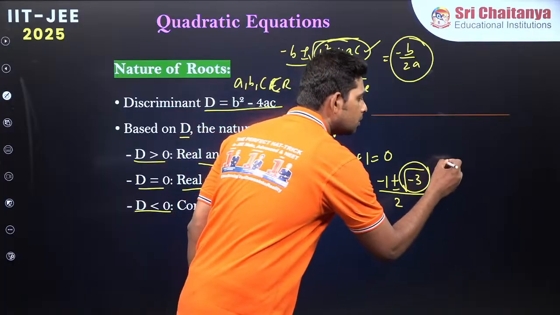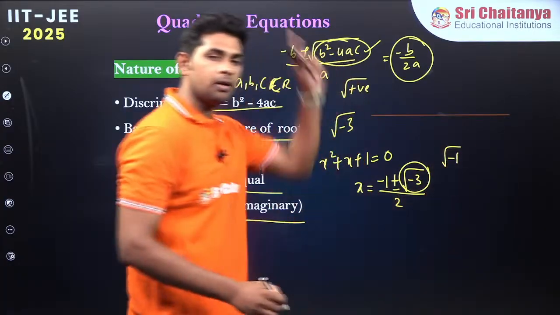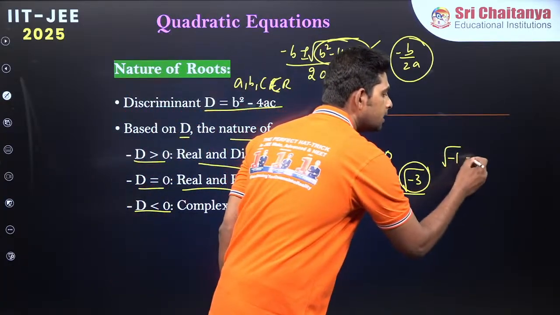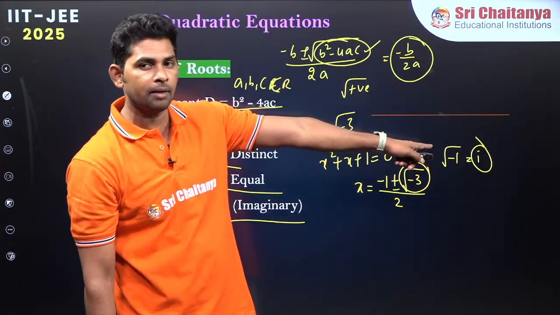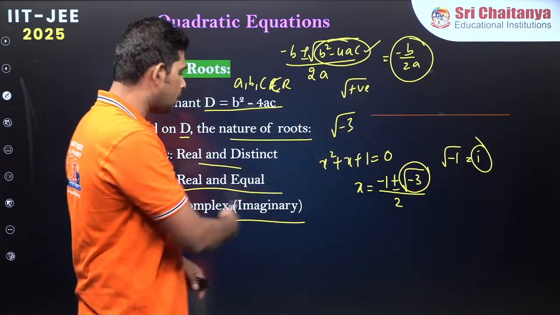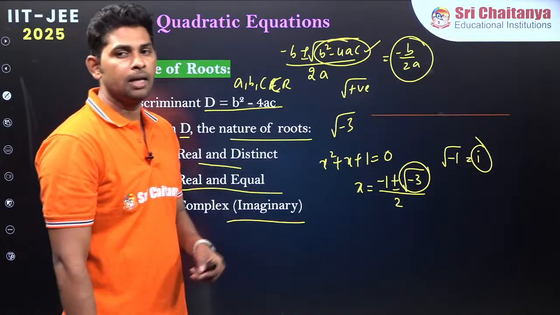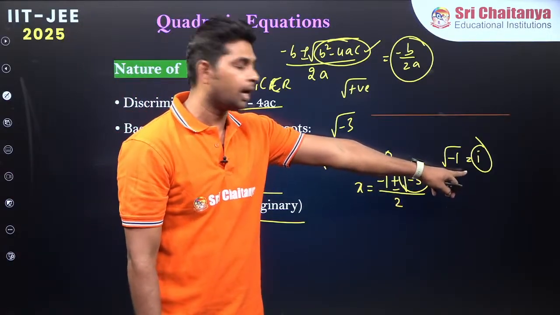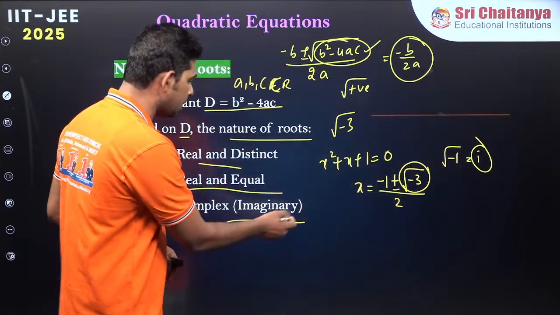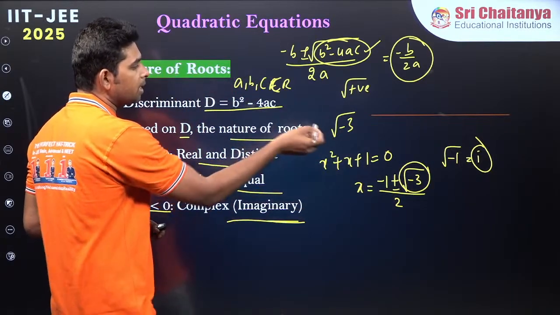Then minus root 3, I have given already on the first day, that root over minus 1 is equal to, we are taking iota i. Okay, now that is an imaginary number, I have given that. So a complex number is going to cover the entire imaginary number as well as real number. So here root over minus 3 we are getting iota, which is representing imaginary when the discriminant is becoming negative.